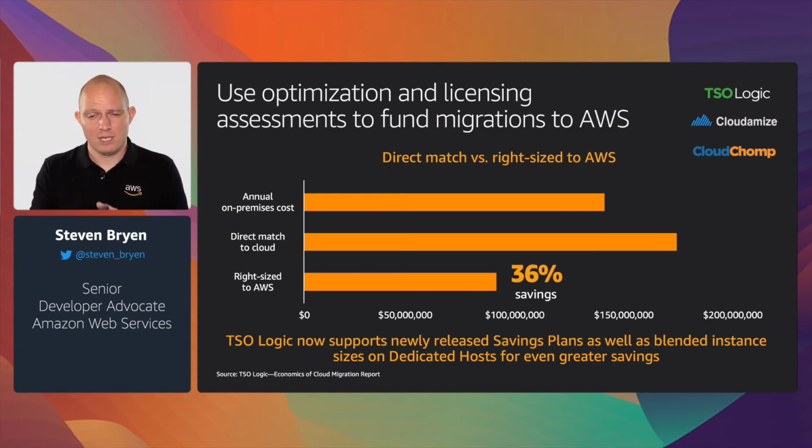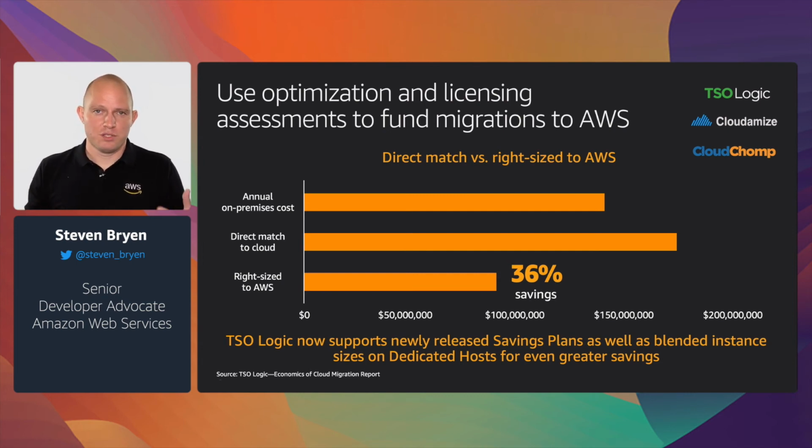So what we saw in this study here, this was actually a study that we did using TSO Logic. We looked at over 100,000 servers running across various enterprises and various applications. And we found that when you move to, well, the on-premises cost was about $140,000. Moving to a kind of direct match in the cloud was about $170,000, give or take a few thousand. But when we actually optimized and used the TSO Logic tool to right-size our virtual machines or our EC2 instances that we migrated to in AWS, we saw that there was a cost saving of 36% on the annual on-premises cost. So by right-sizing their workload, they're able to reduce their capacity significantly.